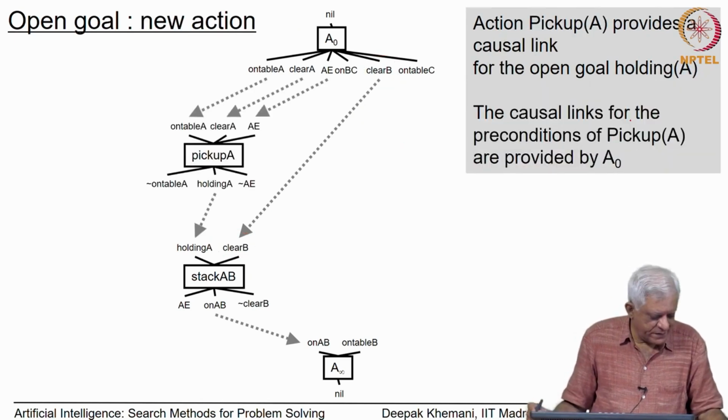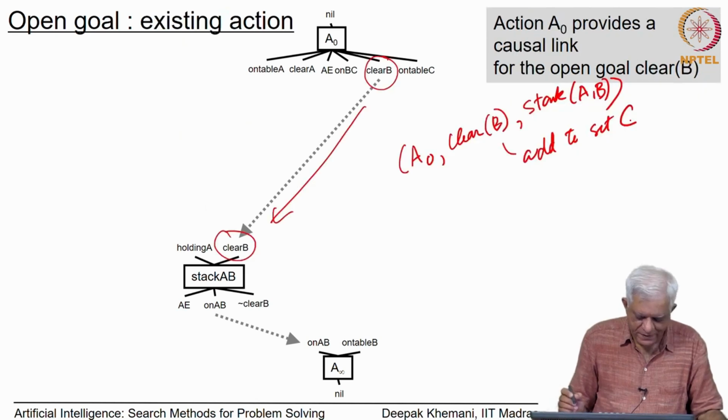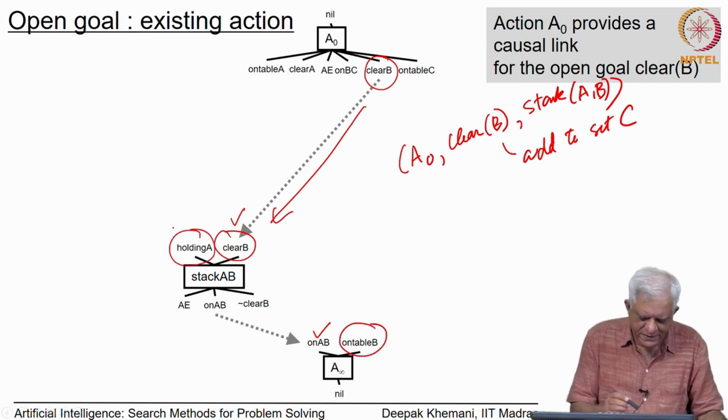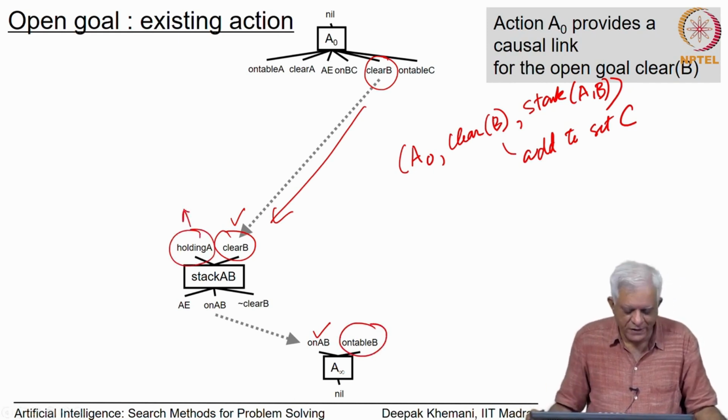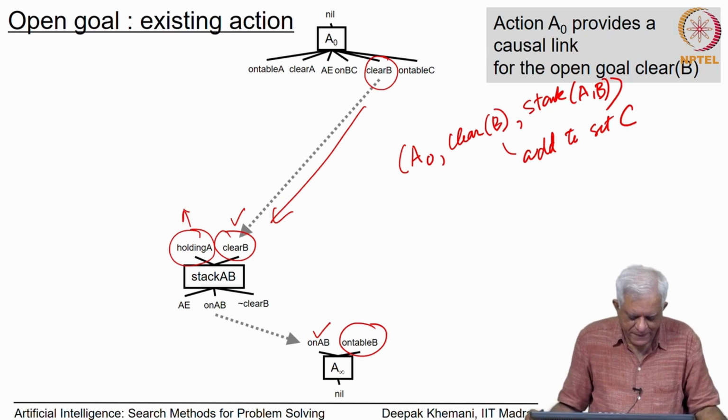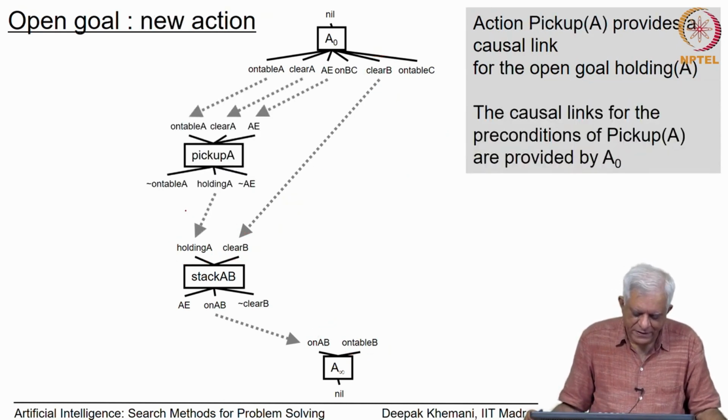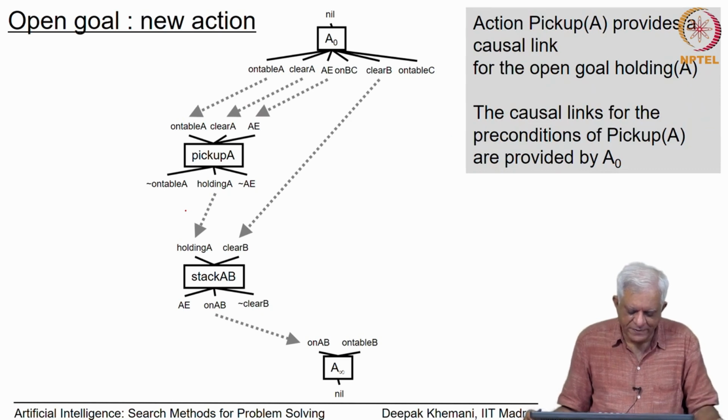So what we saw here was one open goal. At this moment you can see that this open goal has been taken care of, this open goal has been taken care of, this one still remains and this one still remains. So, let us assume that our algorithm is going to address this open goal holding A, because to execute the action stack A on B, we need holding A to be true. So, we need a causal link for holding A, and that will be provided to us by pickup A.